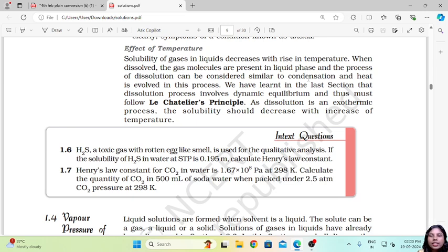We have learned in the last section that the dissolution process involves dynamic equilibrium, and thus must follow Le Chatelier's principle. As dissolution is an exothermic process, the solubility will decrease with increase in temperature.